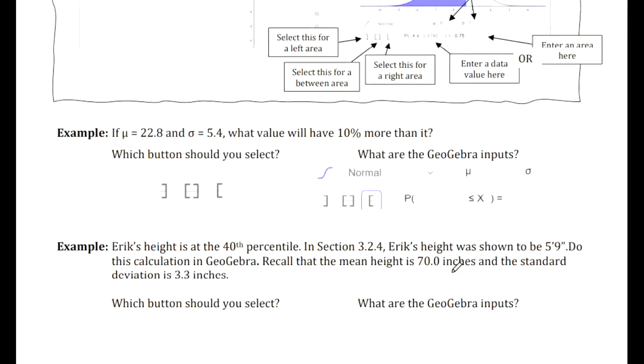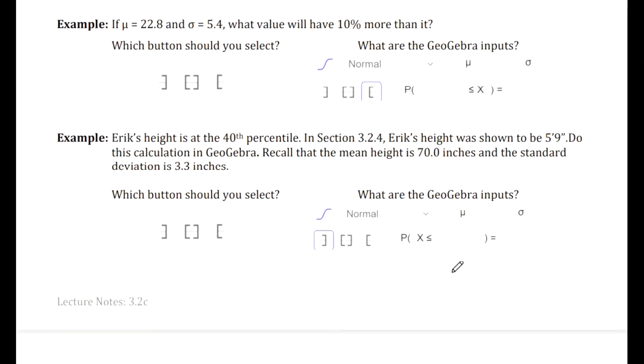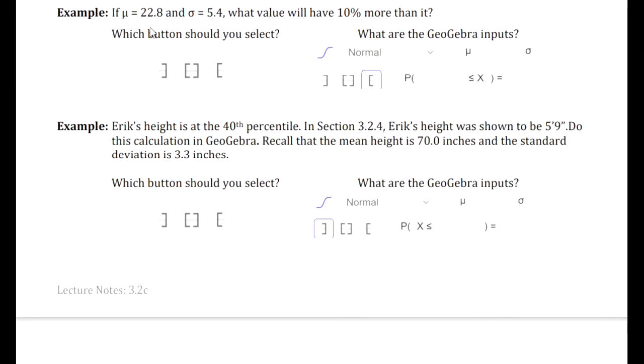For example, let's say you're in a normal distribution with a mean of 22.8 and a standard deviation of 5.4. What value will have 10% more than it? Well, if you have 10% more than, then there's 90% less than. In other words, this is the 90th percentile. So how do we do this in GeoGebra?